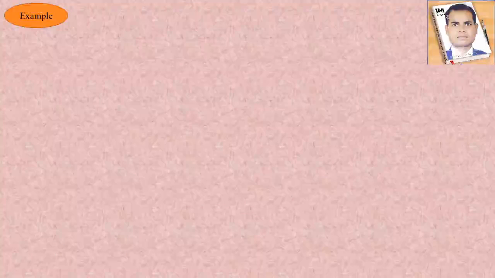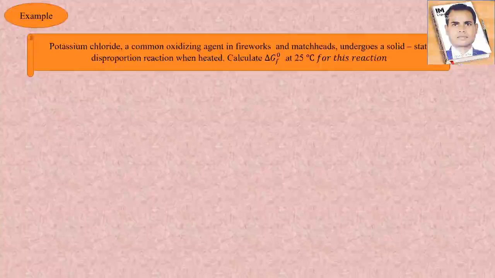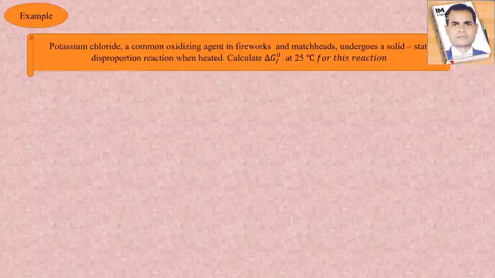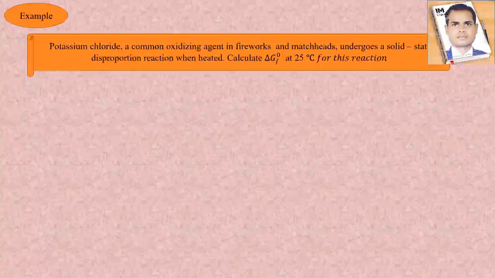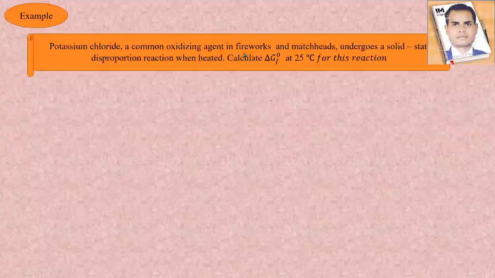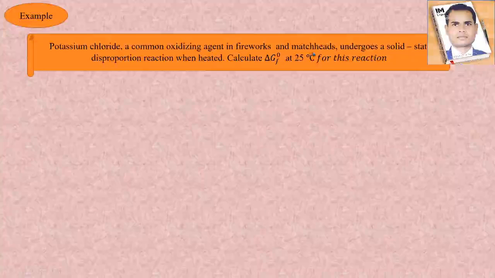Now we have to see the next example, that is the second. Potassium chloride, a common oxidizing agent in fireworks and match heads, undergoes a solid state reaction.